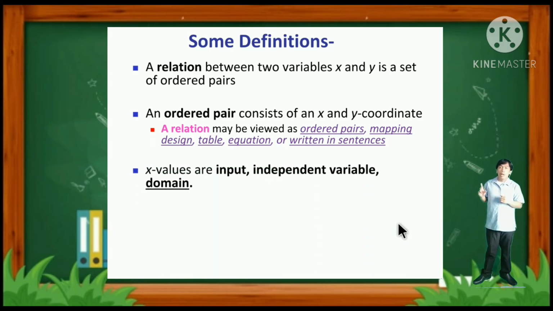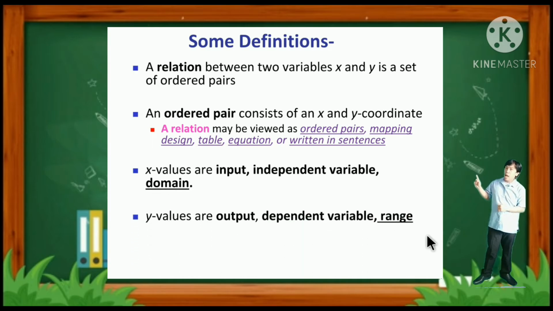Now, x values are input. Independent values are called the domain. Okay? Then, y values are called the output or the dependent variable or the range. Okay? So, yung kanina, (0, 1), ang domain natin doon, yung x. Okay? 0. Then, yung 1 naman, siya yung range natin. That is what we call the dependent variable. Okay? Next.